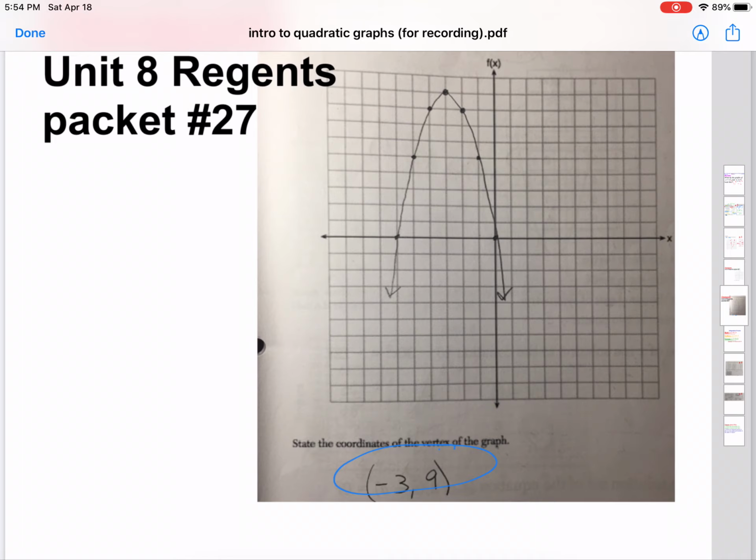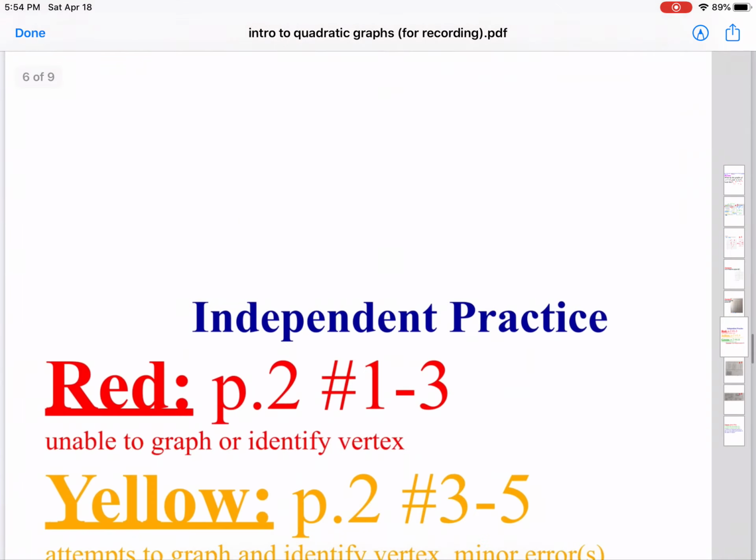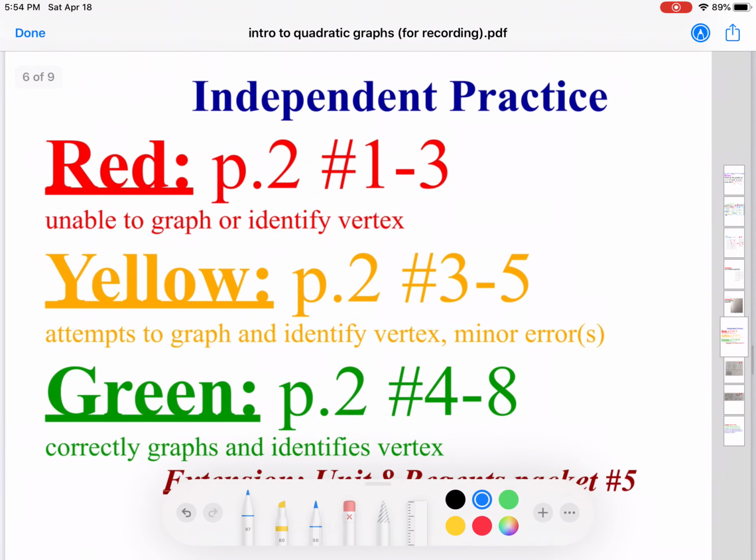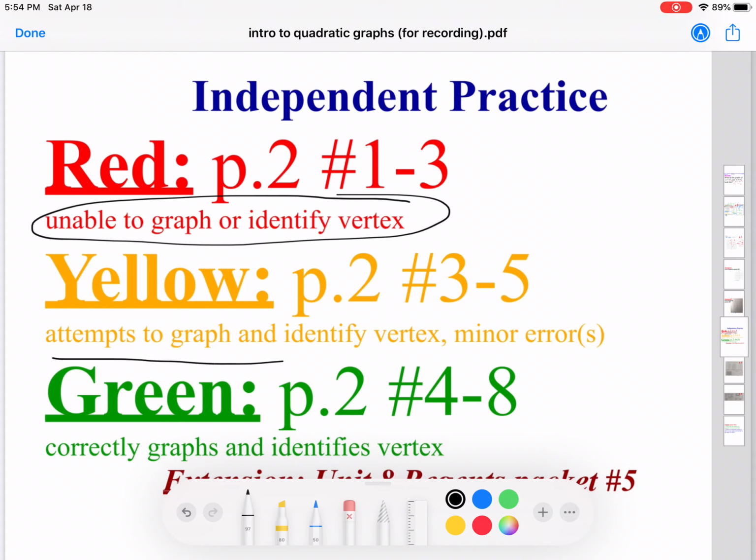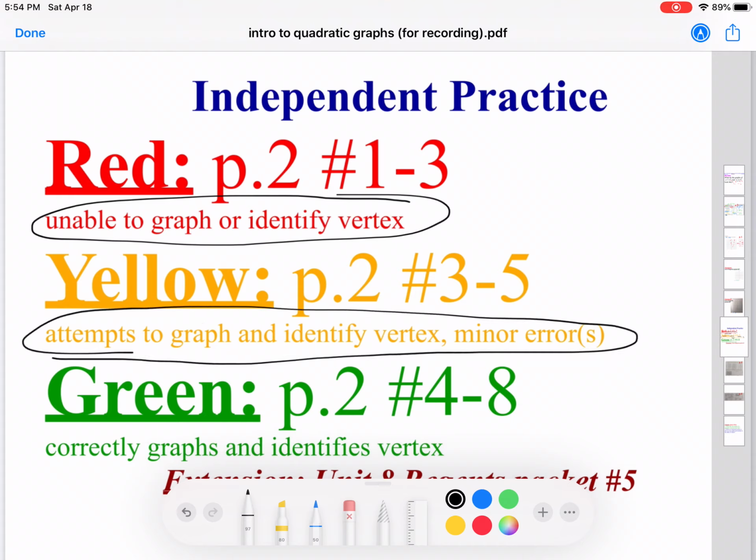Okay, so I want you to think about how you did on this checkpoint question before you get into your independent practice. Our 3 groups are right here. So if you weren't really able to graph or identify the vertex, you weren't really sure how to use your calculator to help you, I would like you to start in the red problems. If you tried to graph, but maybe you made a couple errors or you weren't able to identify your vertex, you can start in yellow.